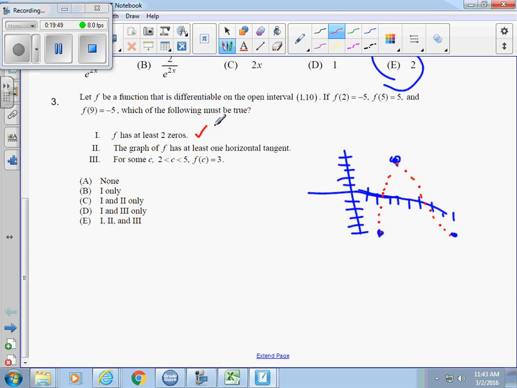So this is true. The graph has at least one horizontal tangent. Would you agree that I have to turn around somewhere? Yes. It doesn't have to be here, but I have to turn around somewhere. Now, it could be a sharp corner, but it can't because it says differentiable. So I would say yes, I have to have at least one horizontal tangent because I've got to turn around. For somewhere between 2 and 5, is f of c equal to 3? Yes. Everyone agree? So 1, 2, and 3 are true.